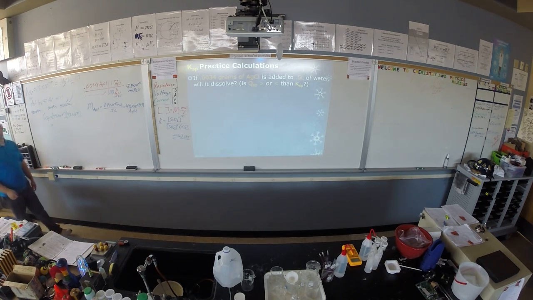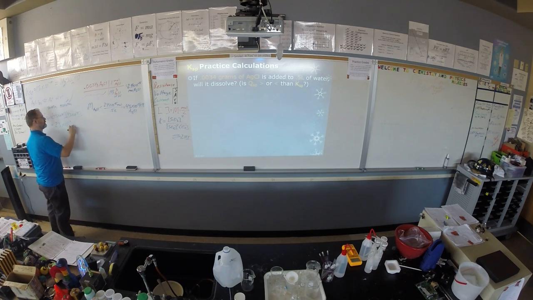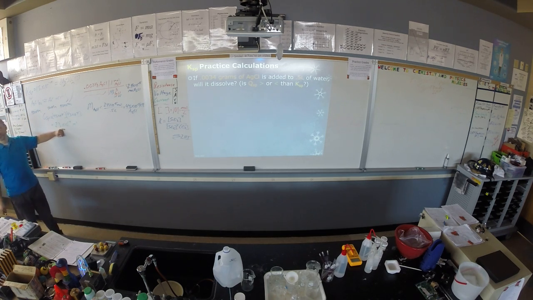Should we multiply them? Yeah, or square them. You can choose. Just don't multiply them by 2. 2.3 times 10 to the negative 9. So 2.3 times 10 to the minus 9?